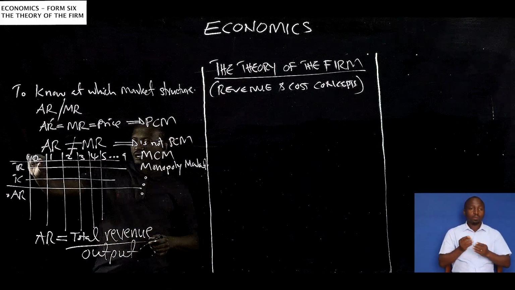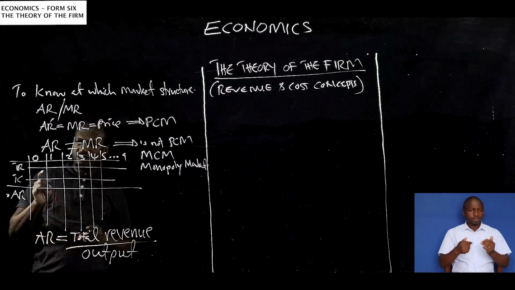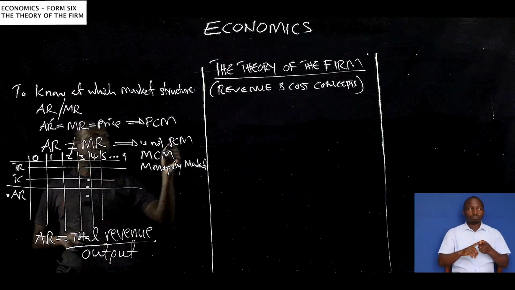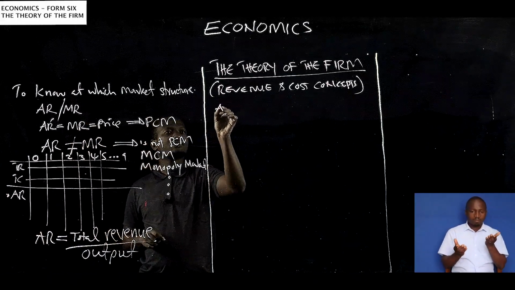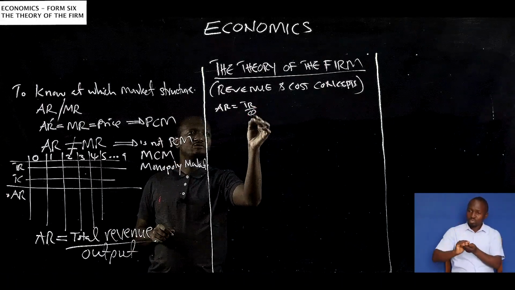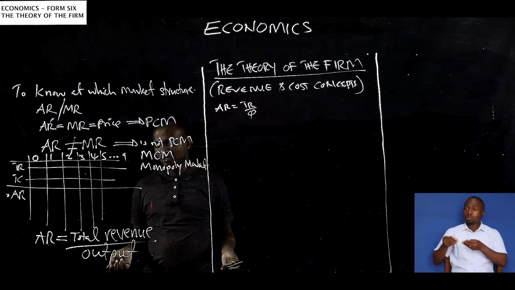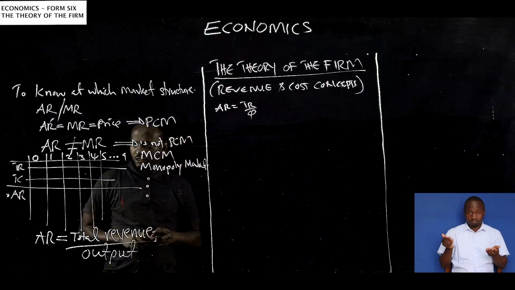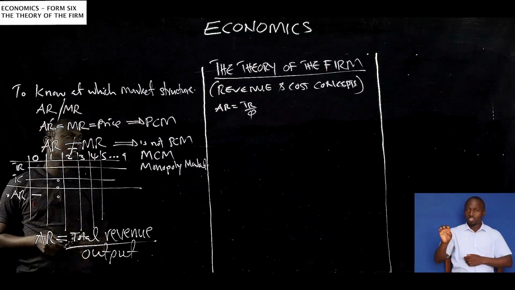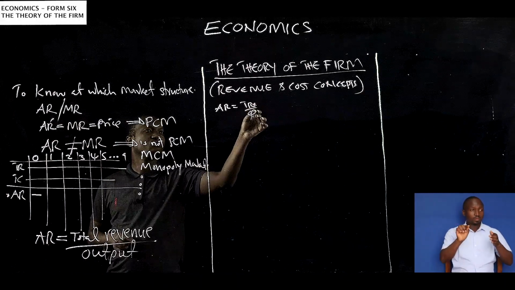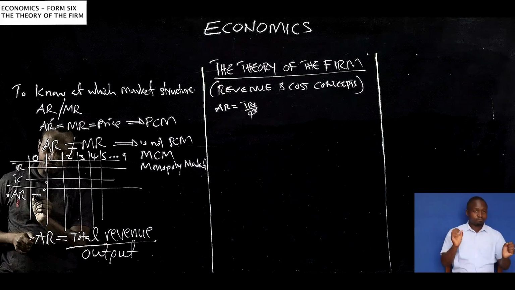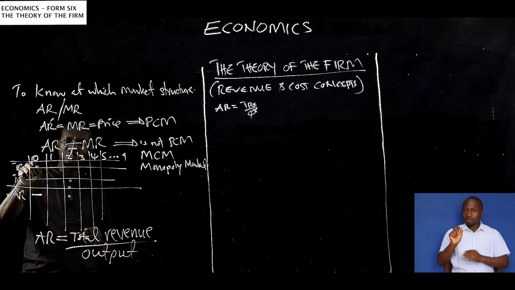At 0 output level, there is no average revenue, because for average revenue we take total revenue over output, while output is 0. So in our answer, average revenue is a dash, because we don't have total revenue and we don't have output. It's impossible to have average revenue. That's why we put a dash at 0 output level.